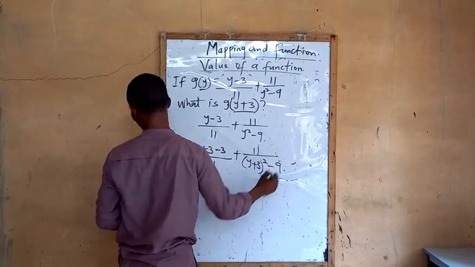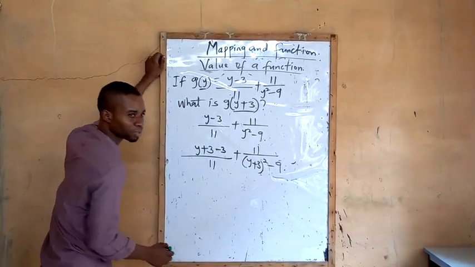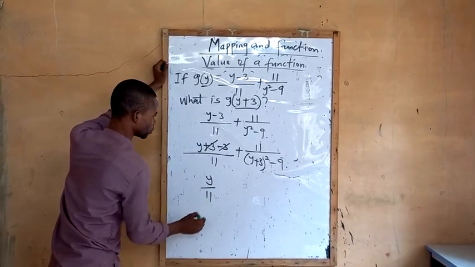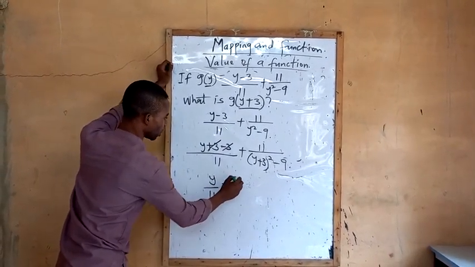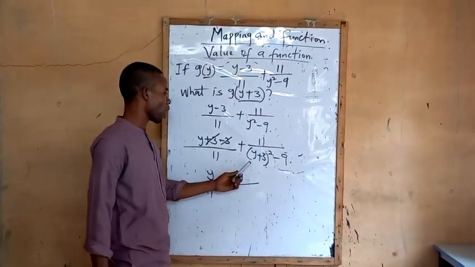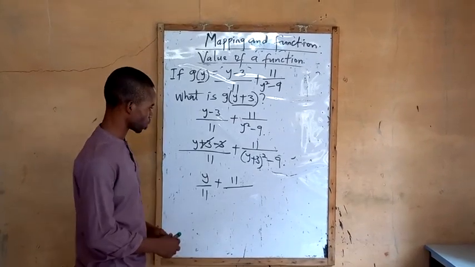squared minus 9. So as you can see, the plus 3 cancels the minus 3. So we have y over 11 plus 11 all over. Now we have (y plus 3) all squared. So we have to expand that one.